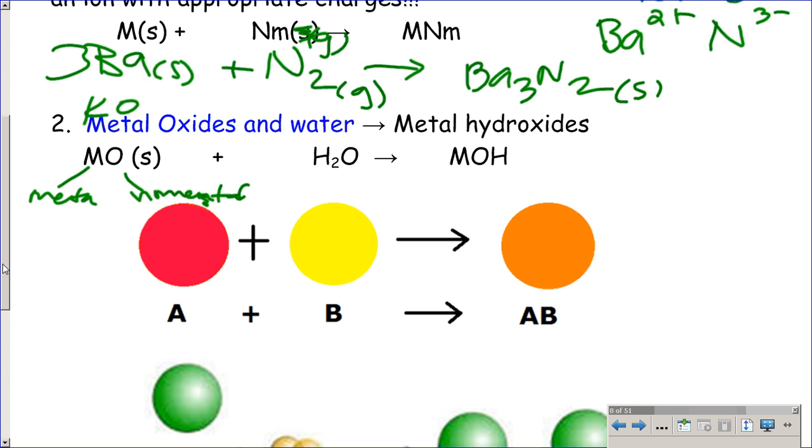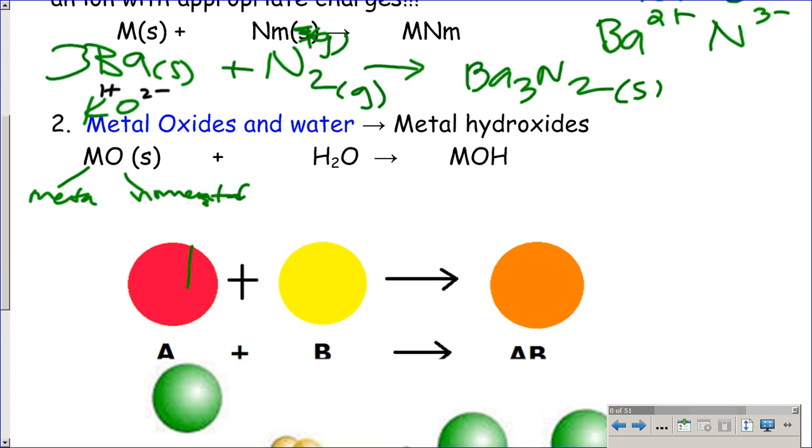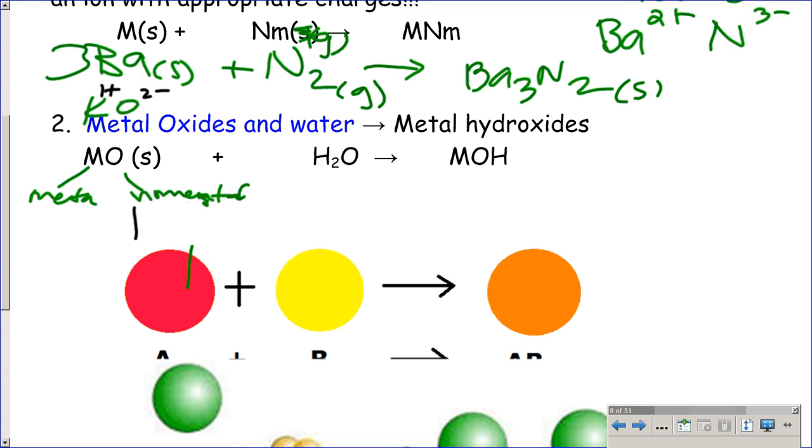So potassium is a what charge? 1 plus. Oxygen is a 2 minus. So what's the formula for potassium oxide? Oops, sorry, there's more marker out. I'm trying to move this down. Okay, it is K2O, because you crisscross those charges, plus water, okay?